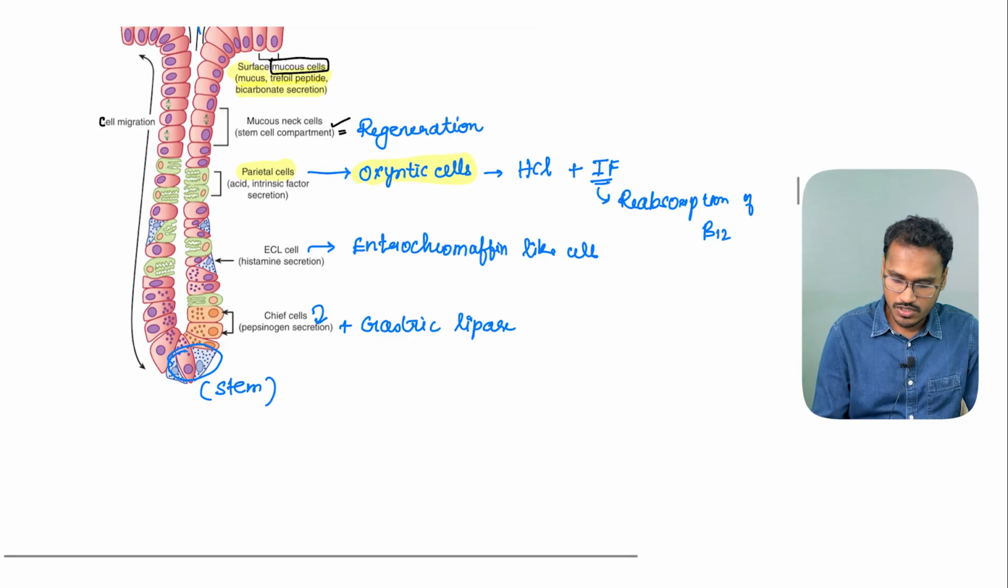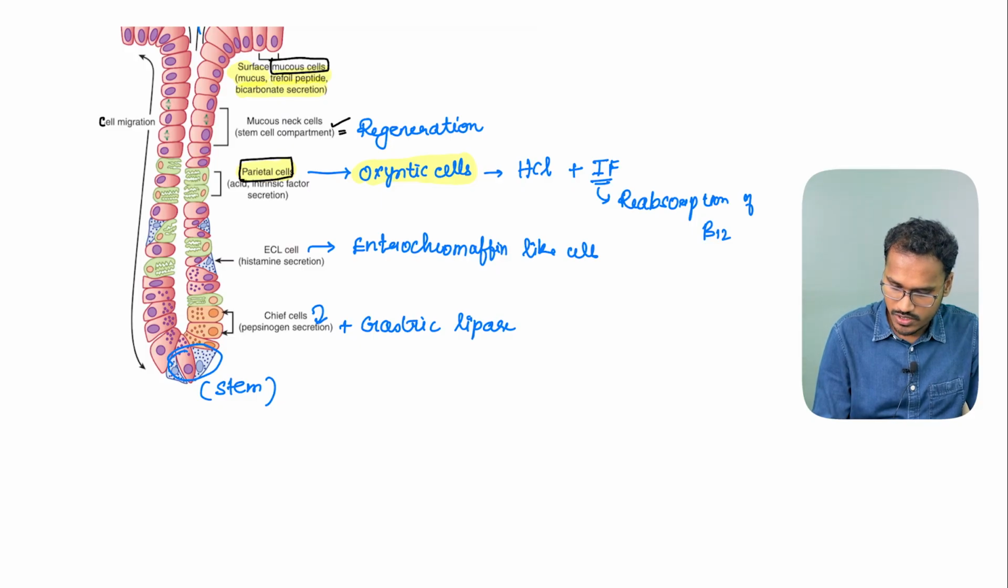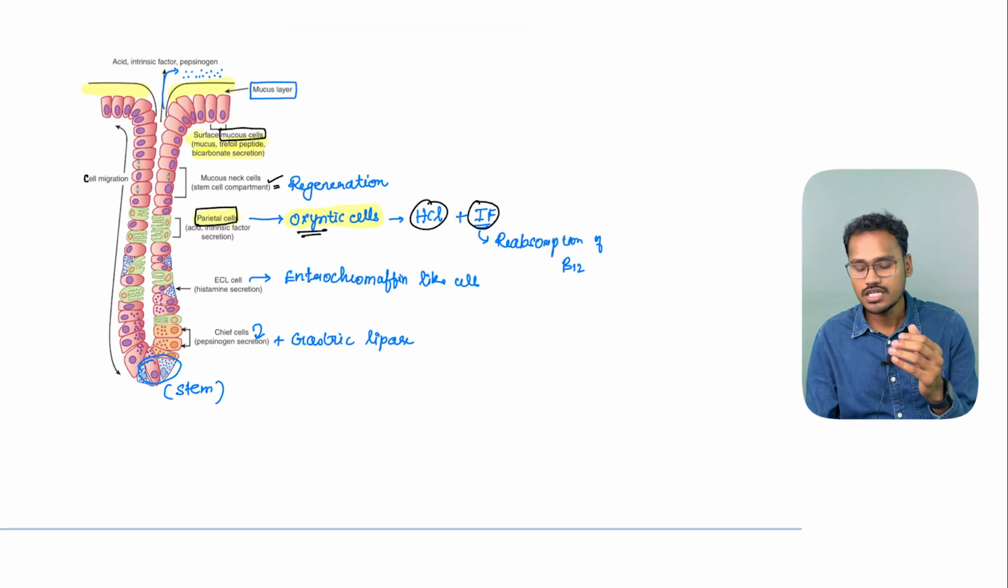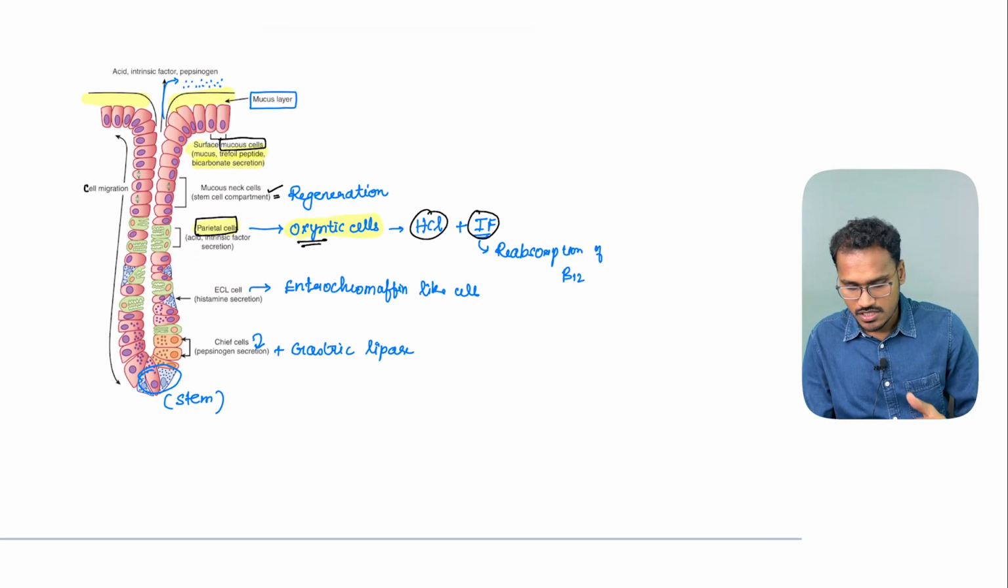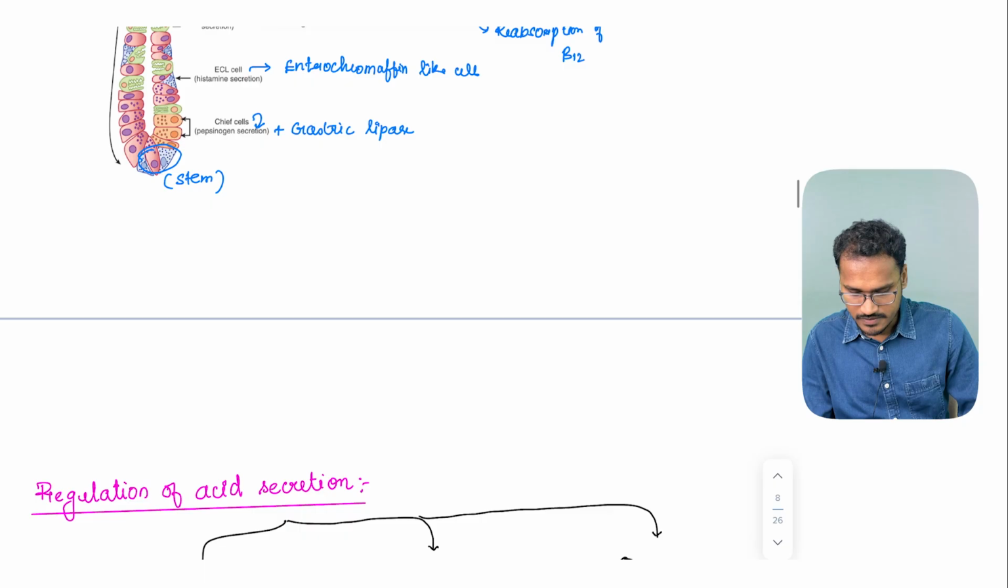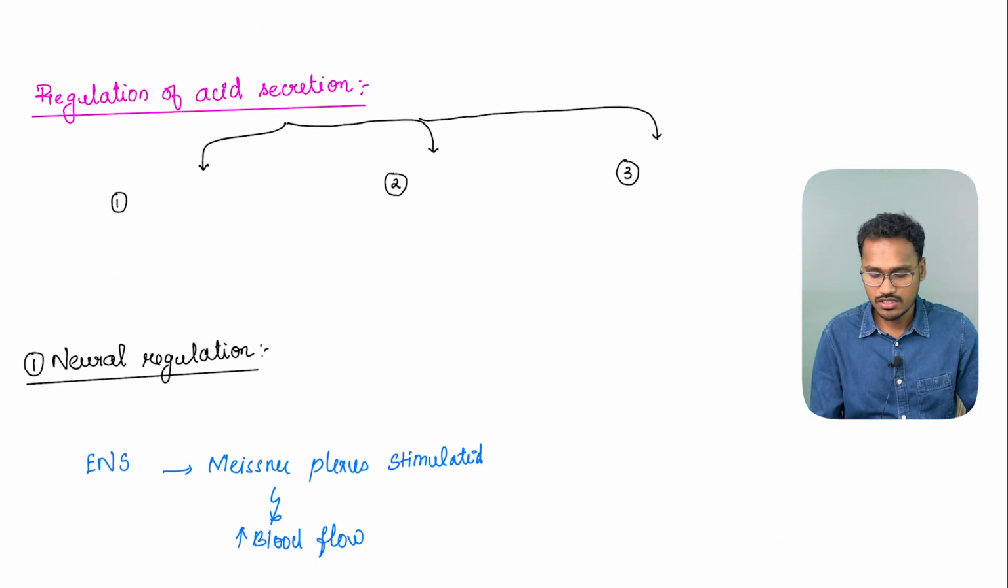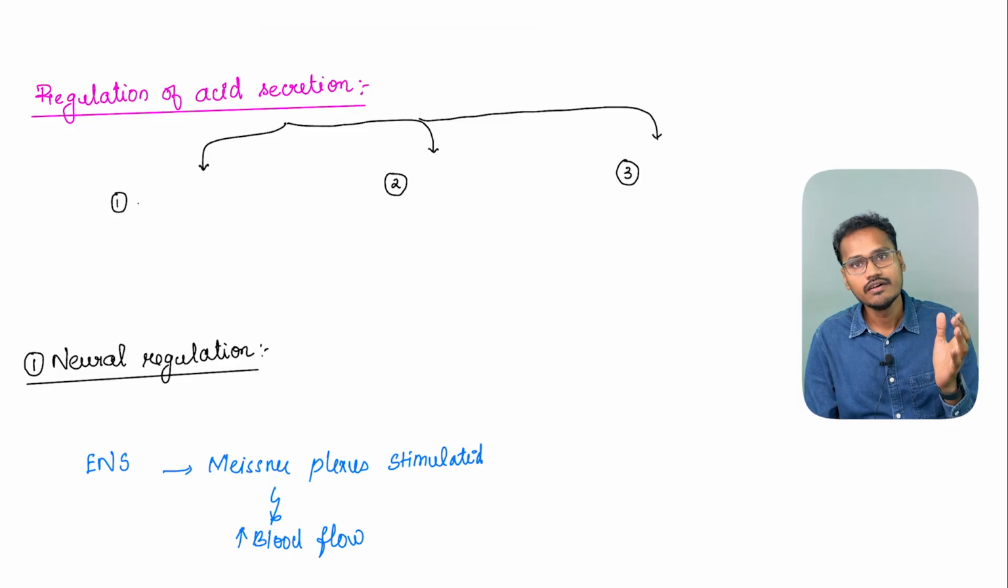So here the most important cell is the parietal cell, which is going to produce the HCl as well as the intrinsic factor. Next is the chief cell, which is going to produce the pepsinogen or gastric lipase. So this is how the fundus and body is secreting. Now let's see how this acid secretion is being regulated. What are the elements which will regulate it, when will they be secreted more, or who will inhibit it?